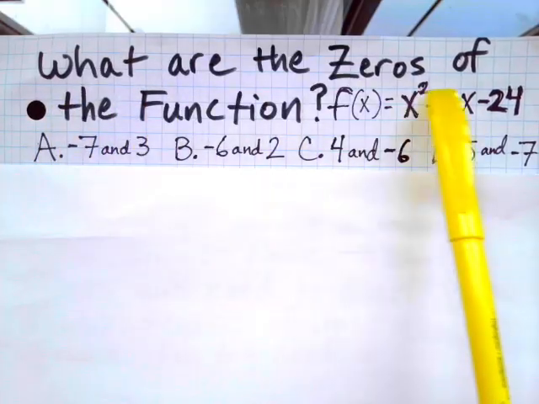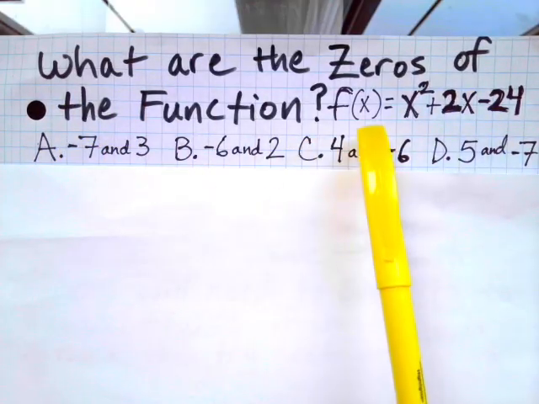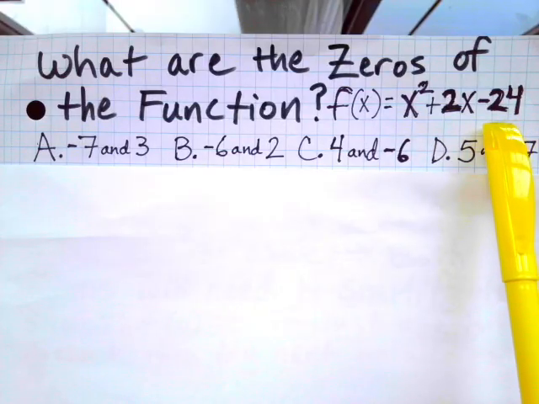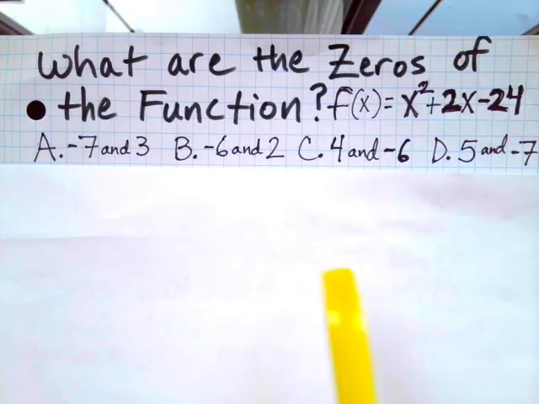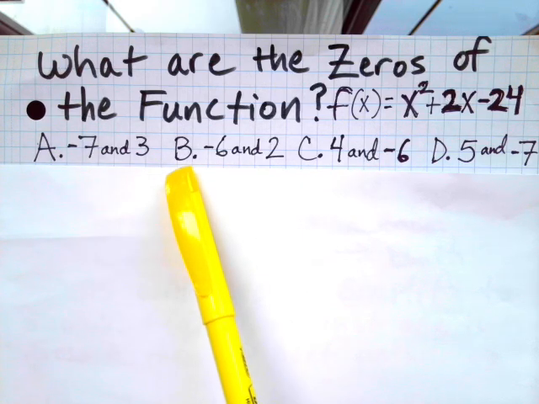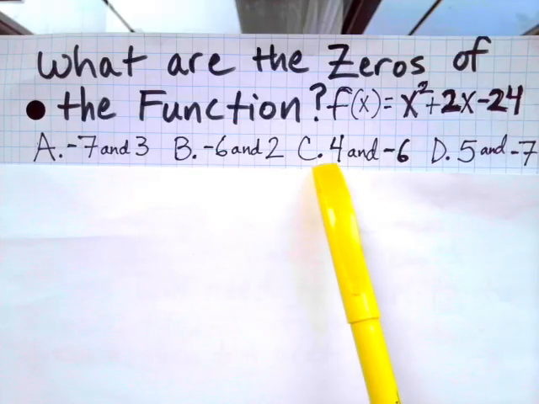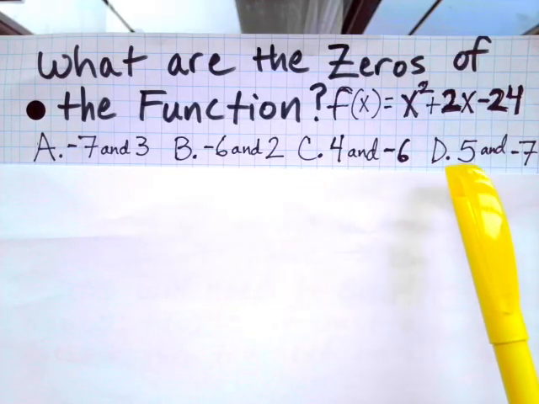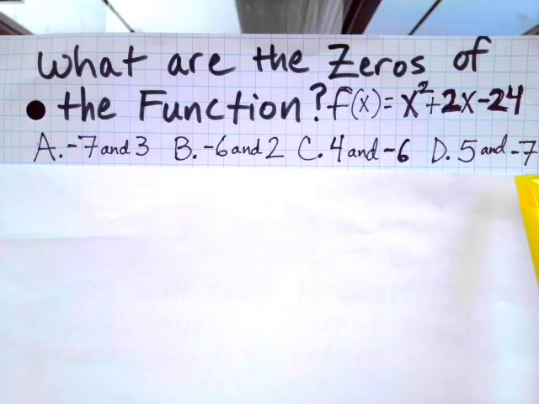What are the zeros of the function f of x equals x squared plus 2x minus 24? You have option A, -7 and 3. You have option B, -6 and 2. You have option C, 4 and -6. And you have option D, 5 and -7. Now remember, both of these have to work.